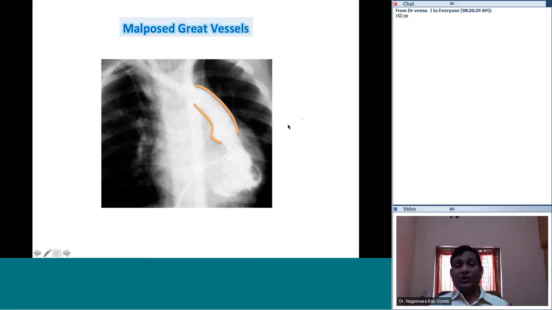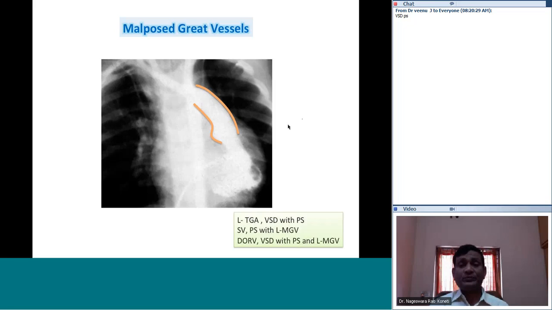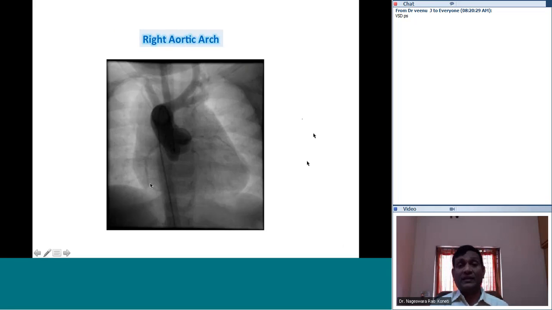So from your point, you should be able to diagnose to a certain extent. I won't say that we are 100% accurate in identifying this, but you should at least make an attempt to diagnose whether great vessel pulsations are there or not. Even if you don't see them, you can tell the examiner you looked for great vessel pulsations, whether D or L, and then they appreciate that you have a common sense approach. So corrected TGA VSD PS, single ventricle PS, and rarely DORV VSD PS with L-posed great vessels. This is the right aortic arch which I have discussed.